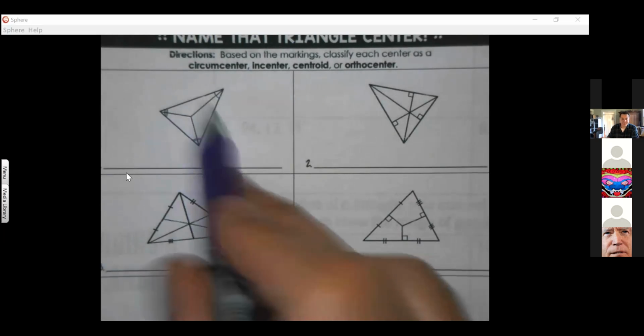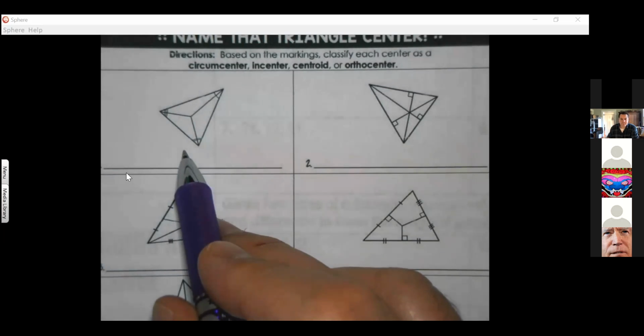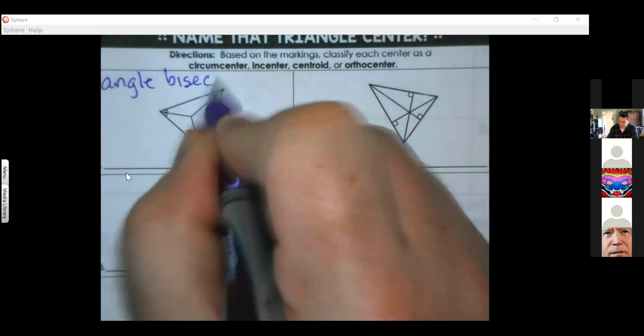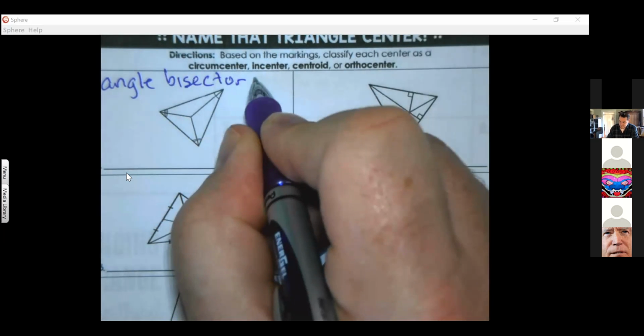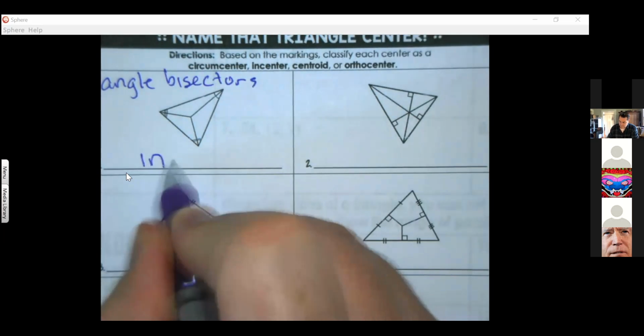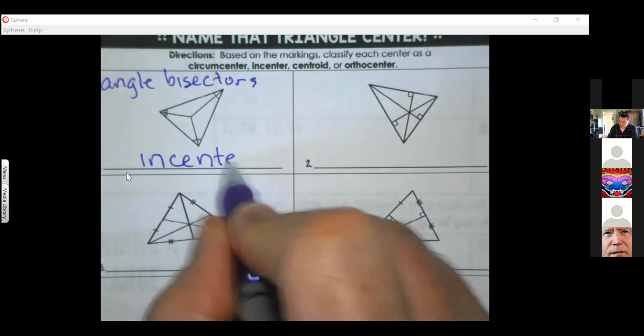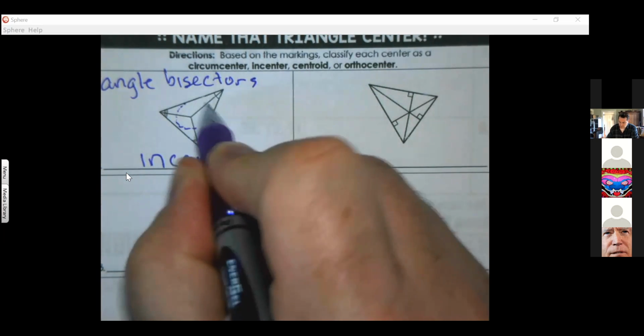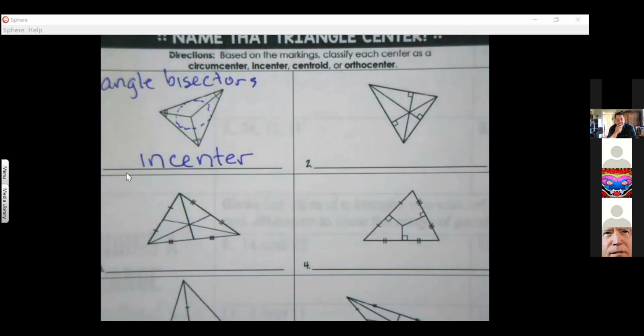What do you see in this picture? Angle bisectors. Agreed. If those are angle bisectors, then we know that their intersection forms what? The incenter. And that would then tell us that this would make one of those cool little circles just on the inside with that as a center, because it's equidistant from all the sides. Okay, what about number 2? What are those segments?